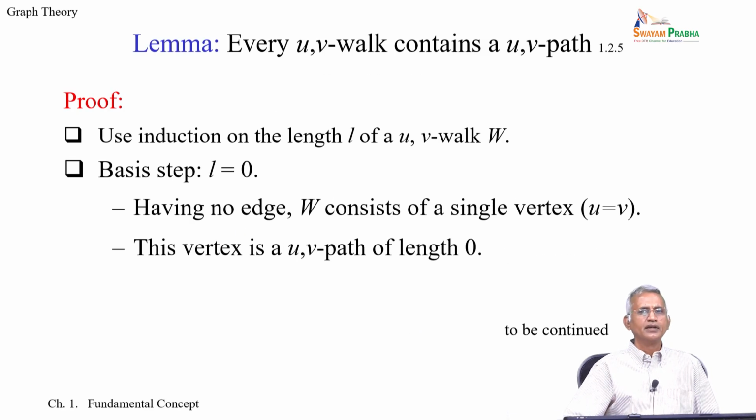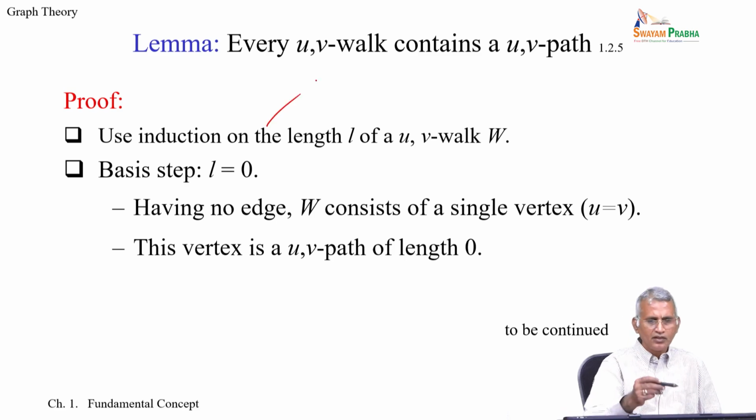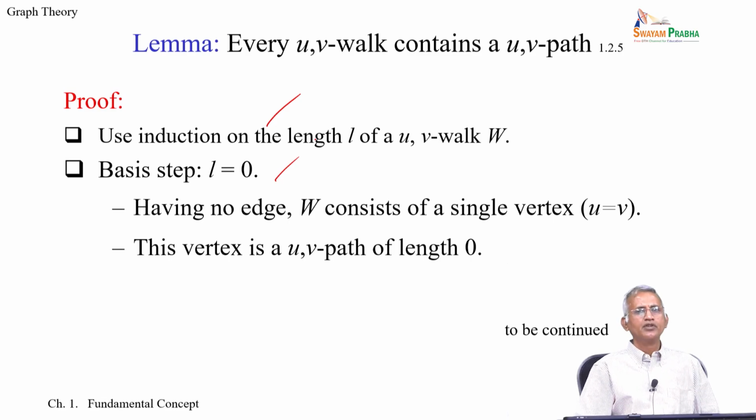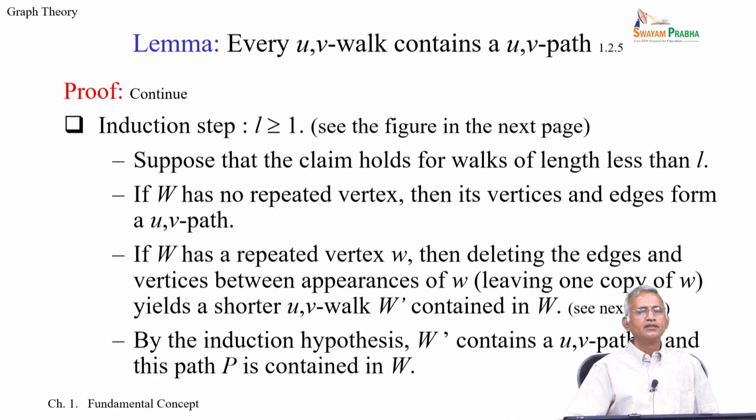Next, lemma: every u,v-walk contains a u,v-path. Proof: use induction on the length l of the u,v-walk W. Basis step: l equals 0, having no edge. W consists of the single vertex u, which equals v. This vertex is a u,v-path of length 0, and this is to be continued.